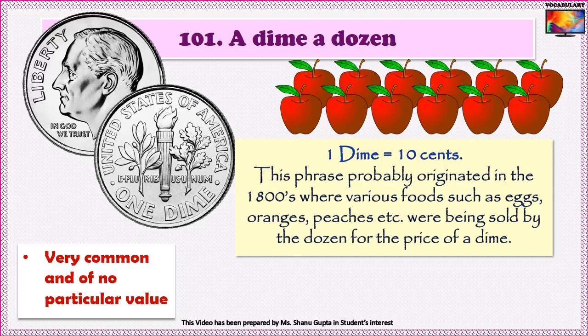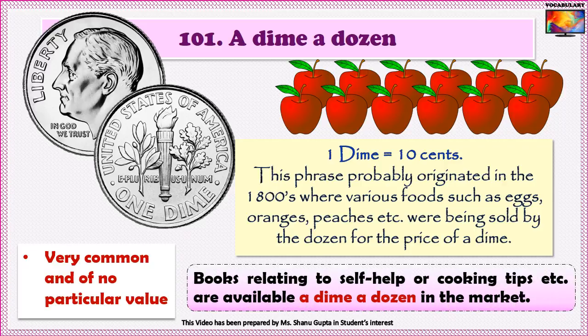An example sentence is, books relating to self-help or cooking tips, etc. are available a dime a dozen in the market.